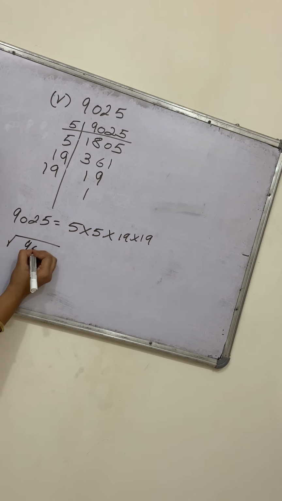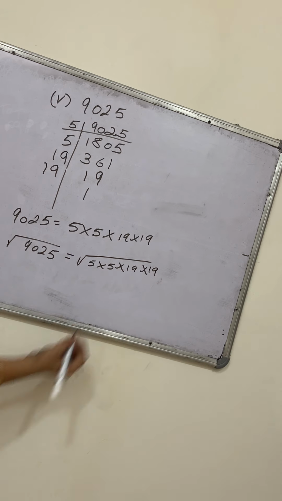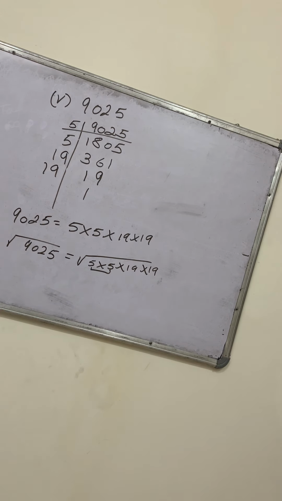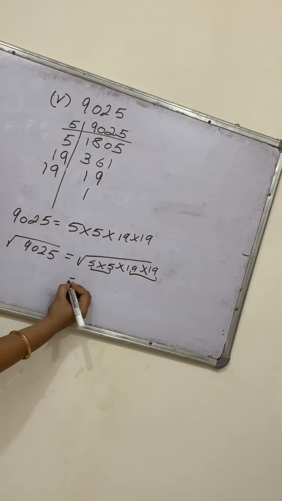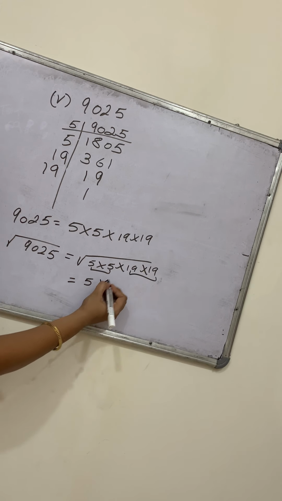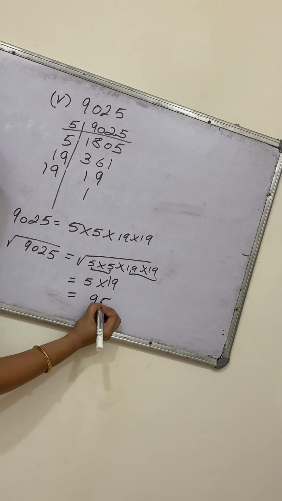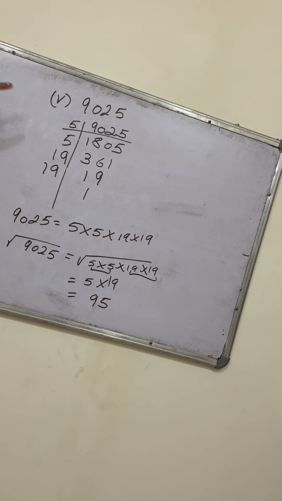So square root of 9025 will be square root of 5 into 5 into 19 into 19. Again we'll do the pairing. 5 and 5 will form one pair. 19 and 19 will form one pair. Out of one pair we get only one number. 5 we get, 19 we get. And 19 5s are 95. That means square root of 9025 is 95. Since we are getting a proper answer, that means yes, it is a perfect square. 9025 is a perfect square.